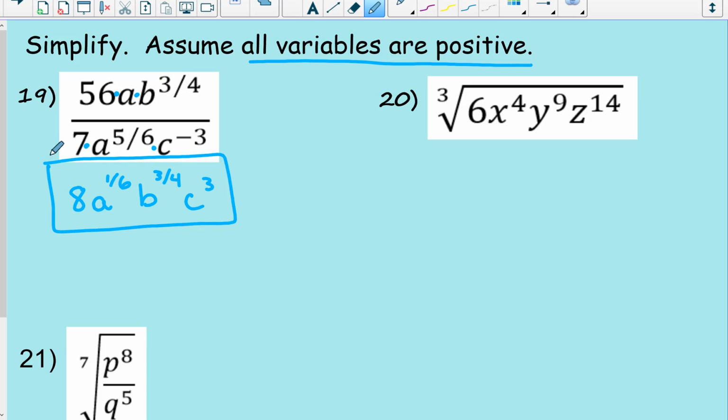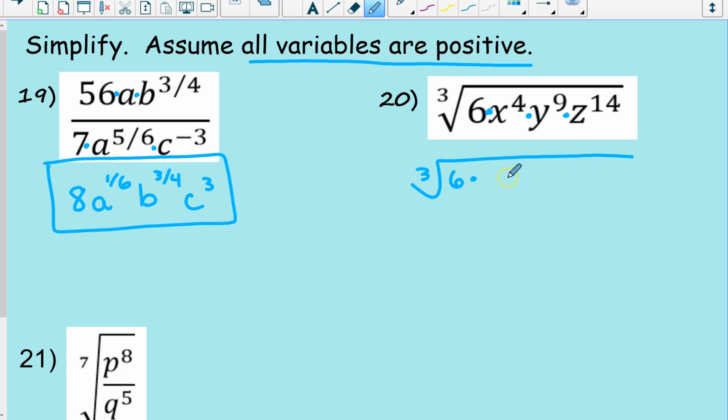Number 20. Again, the 6 is not connected to the x to the 4th. These are all separate. 6 times x to the 4th times y to the 9th times z to the 14th. Treat them all as separate factors. Is there any perfect cube that we can pull out of the cube root? Well, 6 is just 2 times 3. There's no perfect cube there.